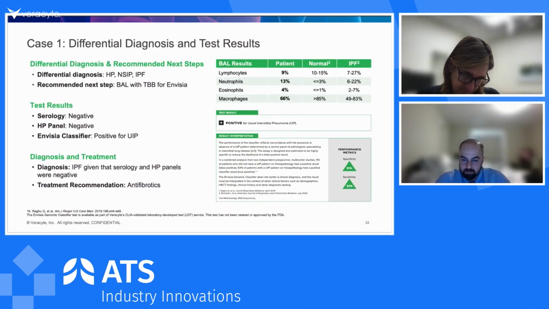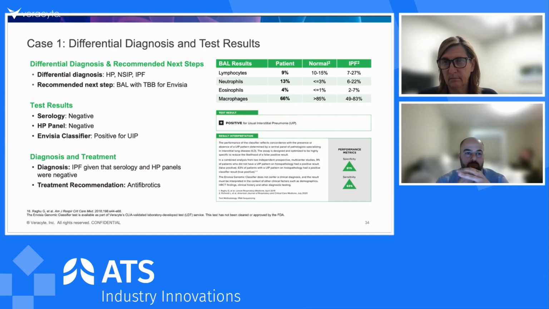They went into this procedure with a clinical differential diagnosis of HP, NSIP, and IPF, and the recommended next step was a BAL to get information about whether they had a lymphocytic lavage, and then transbronchial biopsy for purposes of getting the Envisia Genomic Classifier. This patient had prior test results with negative serologies and a negative HP panel, and their Envisia classifier was positive for UIP. And again, remember that's a designation with very high specificity and 91% positive predictive value for UIP in the face of that positive result.